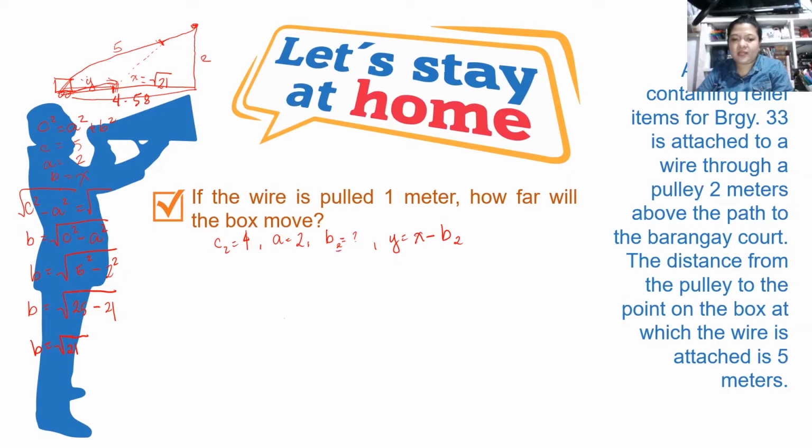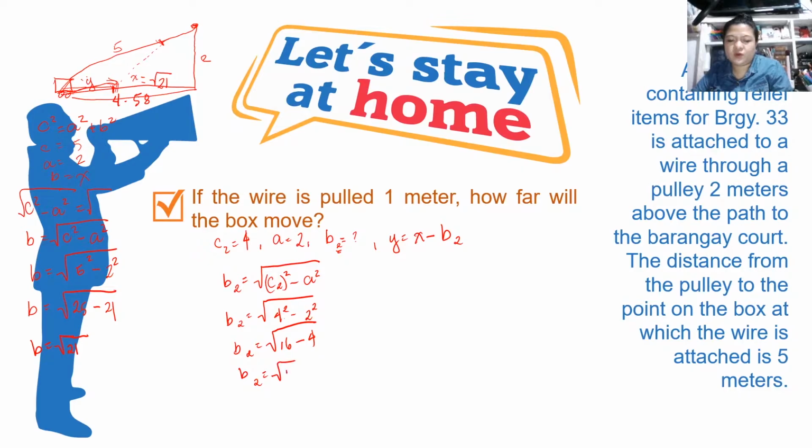Si y ay x minus b sub 2. Okay, so una, kunin muna natin si b sub 2. Si b sub 2 ay gagamit ulit ng Pythagorean theorem. So, dahil b ang hinahanap natin, b sub 2 ay equal sa square root ni c sub 2 squared minus a squared. Okay, so si b sub 2 ay equal sa, ang ating c sub 2 ay 4. So 4 squared minus 2 squared. So si b sub 2 ay equal sa square root ni 4 squared na 16 minus 2 squared na 4. So si b sub 2 ay square root of 12.